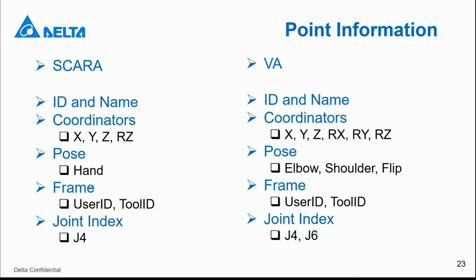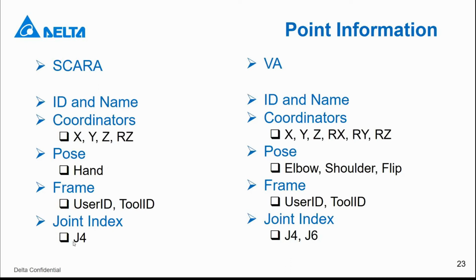And then we also store the frame information, like user ID or tool ID. And this I will introduce later. And we also store a joint index. What's joint index? Basically, it is how many turns the joint has already turned. And why only joint 4?